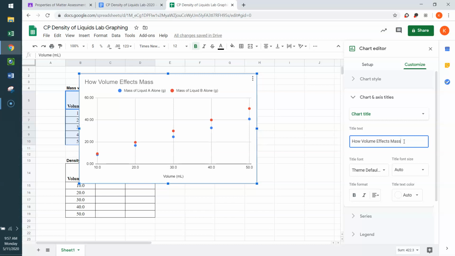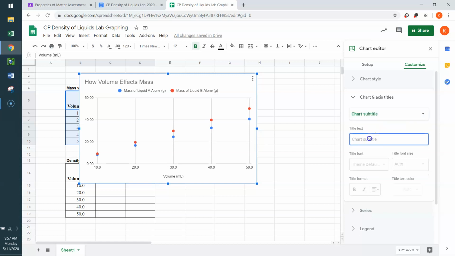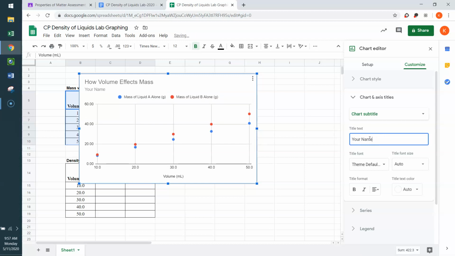Okay. Next thing is I'm going to go right to this drop down. I want to add a chart subtitle with your name. Right? This is something you should be familiar with. We've made plenty of these graphs this year towards the first half of the year, so it should all be slowly coming back to you now. So your name is in there.